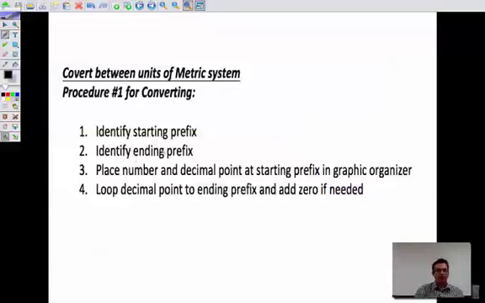Procedure number 1 for converting between the units of the metric system. We first need to start by identifying the starting prefix, then we need to identify the ending prefix, then we need to place the number and decimal point at the starting prefix in the graphic organizer, then finally we will loop the decimal point to the ending prefix and add zeros if we need.